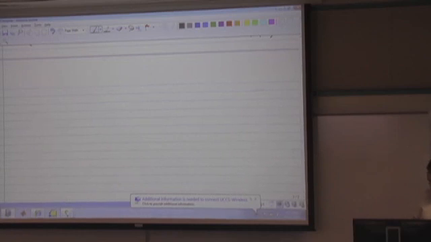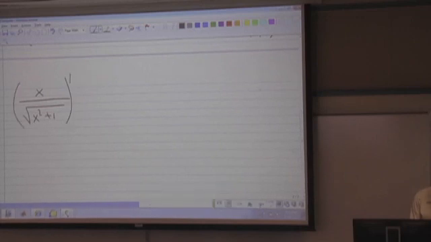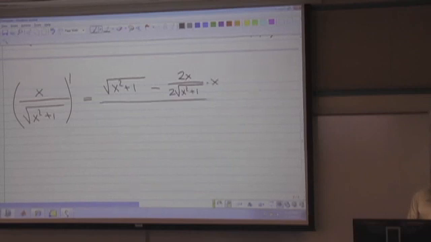I think we've gone over this problem before, but... Okay, x divided by the square root of x squared plus 1. Right, so when I take the derivative of this, I notice it's a quotient, so I need to apply the quotient rule. So I'll have the derivative of the top times the bottom, so I have the square root of x squared plus 1, minus the derivative of the bottom, which is going to be 2x divided by 2 times the square root of x squared plus 1, times x, all divided by the square root of x squared plus 1, quantity squared. These cancel out. So far so good?